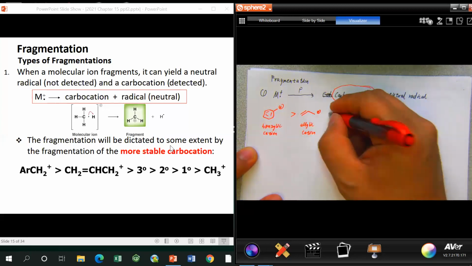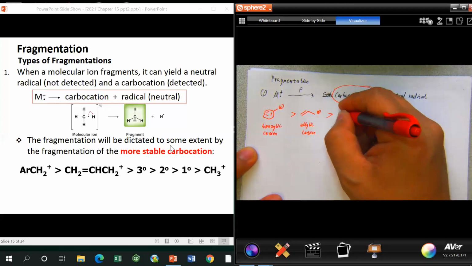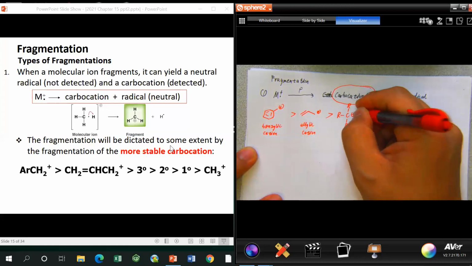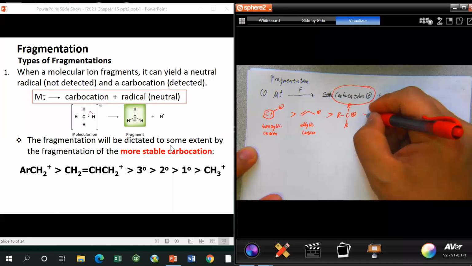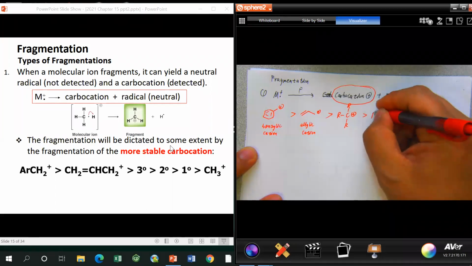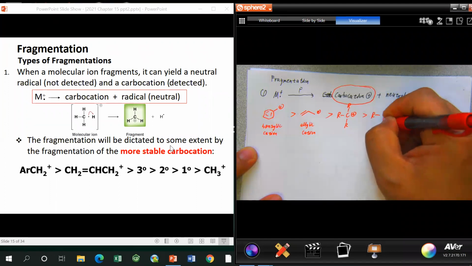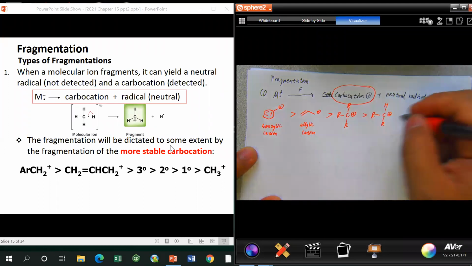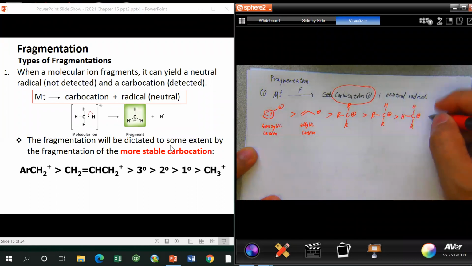And then followed by the tertiary cation. Tertiary cation is just one center carbon surrounded by three alkyl groups. And then followed by a secondary cation: two alkyl groups and one hydrogen on the center carbon cation. And then followed by the primary carbon cation, so that's just two hydrogens now. And the least stable one is the methyl cation. So follow this order.